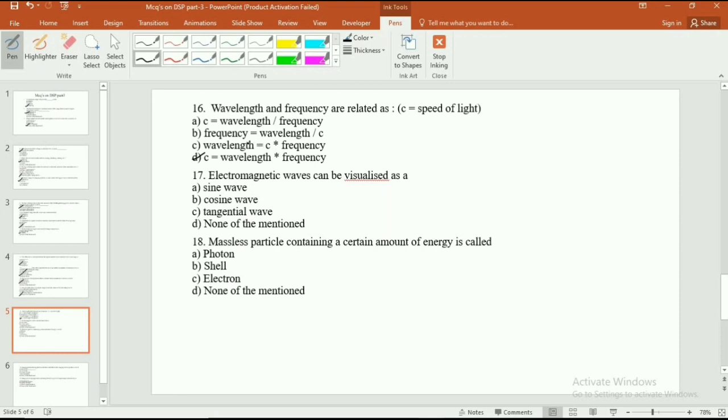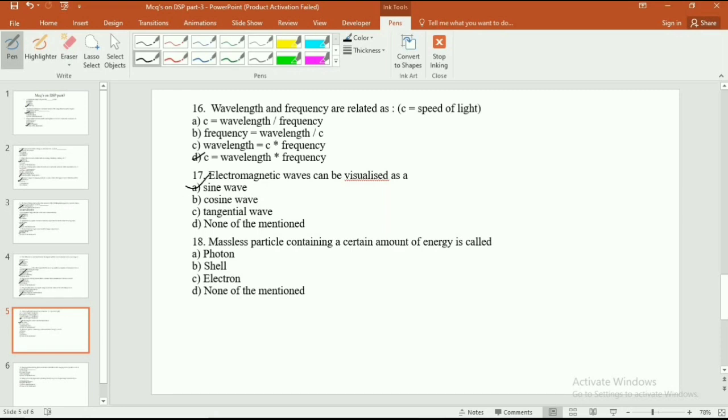Okay, now question number 17: electromagnetic waves can be visualized as a? Option number A sine wave, option number B cosine wave, option number C tangential wave, and option number D none of the mentioned. Yes, and the answer is option number A, sine wave.